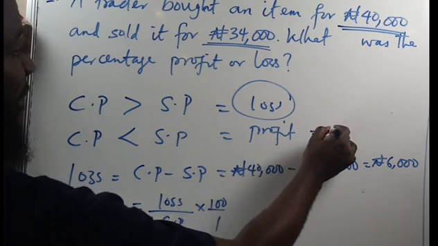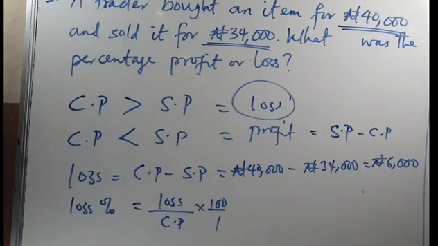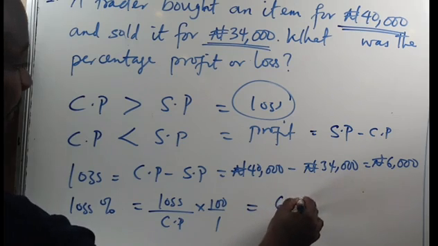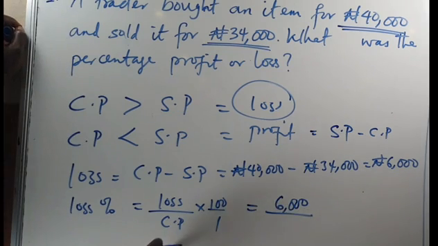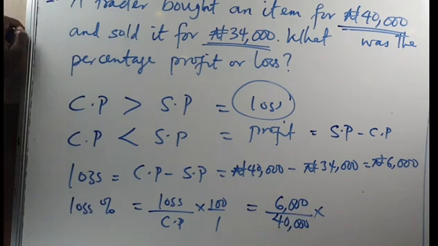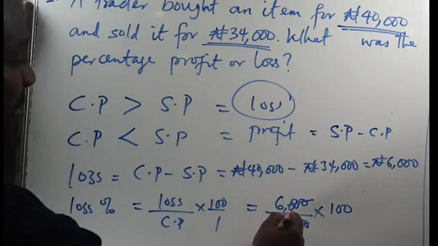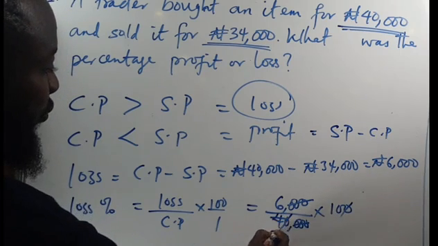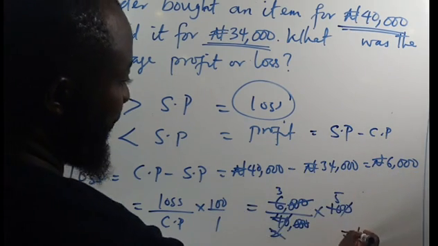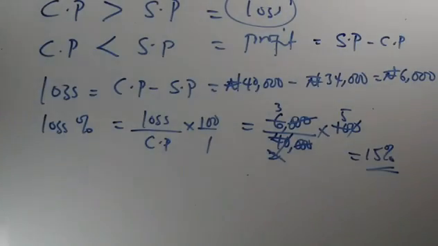As you know, the profit is selling price minus the cost price. So in this case, we have a loss of 6,000 naira divided by the cost price, which is 40,000 naira, multiplied by 100. So this 0 cancels this 0, 0 cancels 0, 2 here, 2 here 3, 2 here 1, 2 here 5. So 3 times 5 gives 15 percent. So that is the loss percent.